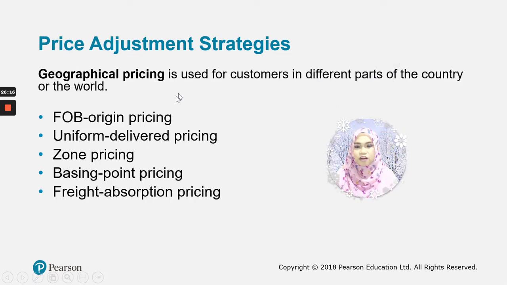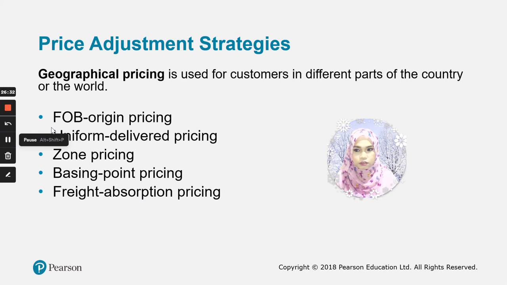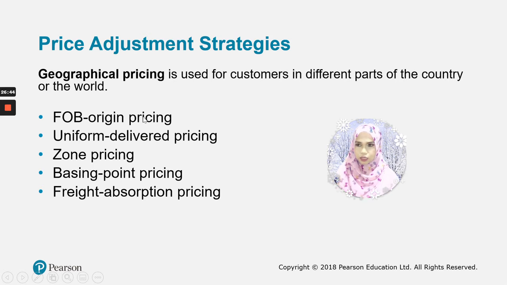Geographical pricing is used for customers in different parts of the country or of the world. There is FOB origin pricing, uniform delivery pricing, zone pricing, basing point pricing, or also freight absorbing pricing. Do you know what is FOB? FOB is free on board origin pricing, because it is sold in that particular country of origin. You are the one who produces it, so it will be cheaper here in Malaysia. But if you buy an exported Malaysian product somewhere else, it will be a different price.